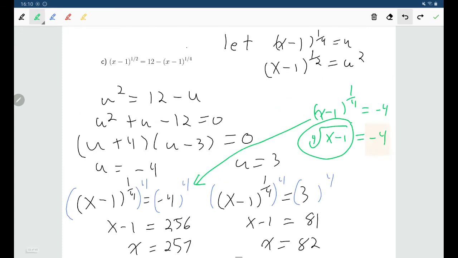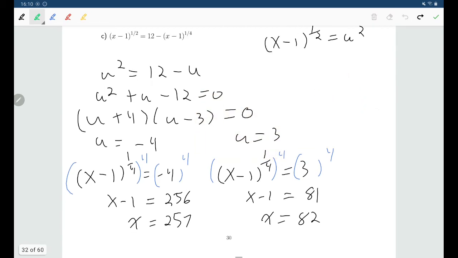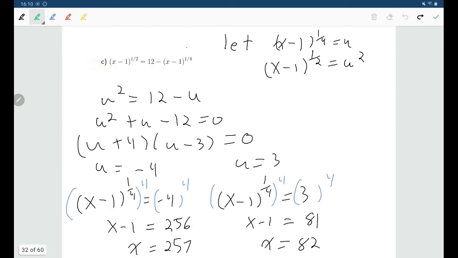So that being said, even though we now have probably reasoned out for ourselves why this should not be a solution of the original equation, we're still going to check our solutions just to demonstrate that. So when I check my solutions, I'm going to check again using the original equation, and I'll be substituting 257 into the left side and the right side to see whether it makes the left side and the right side of the equation equal to each other or not. So that's what I'll do next.